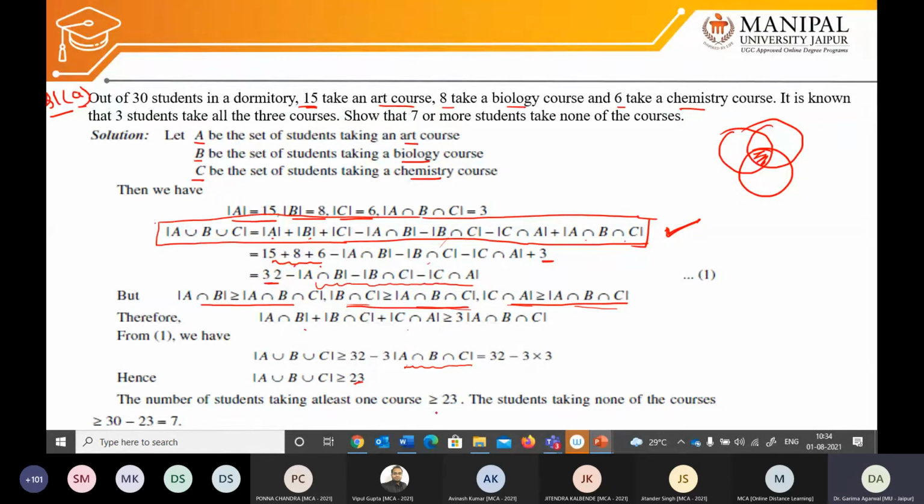That means the number of students taking at least one course is greater than or equal to 23. And the total number of students is 30. So the number of students taking none of the course is 30 minus 23, that is 7. This is the first part of the first question, right?